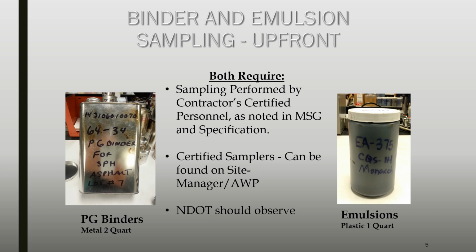The sample on the left is for binders. This is a metal 2-quart container. The sample on the right is for emulsions. This is a plastic 1-quart container. Please note that the sample information is written directly on each sample container.